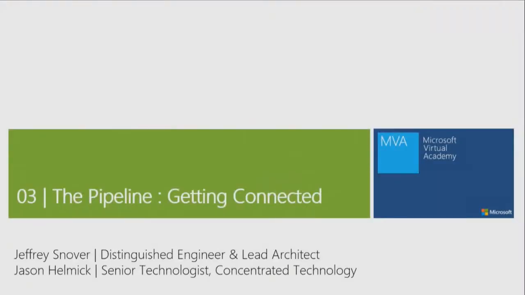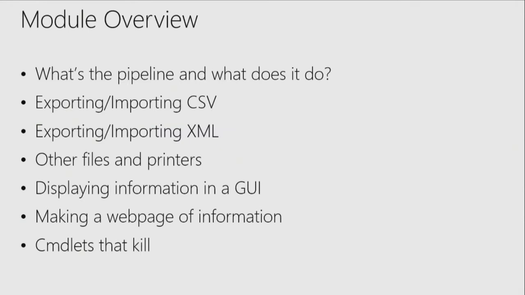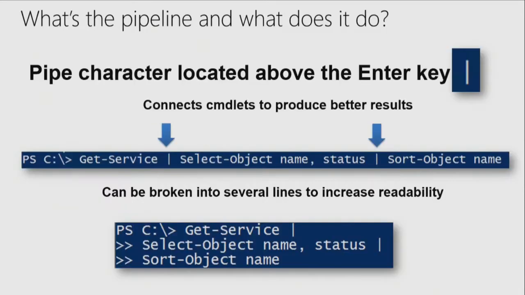So our third topic for the day is getting connected with the pipeline. And the first thing is, we're going to go through all of this. So there's the Qt module overview. But take a look at this. What's the pipeline? First of all, look at the character here. See this character? This is located above your enter key. And the reason I say it like that is because a lot of folks don't even know where this character is. Let me give you an example.